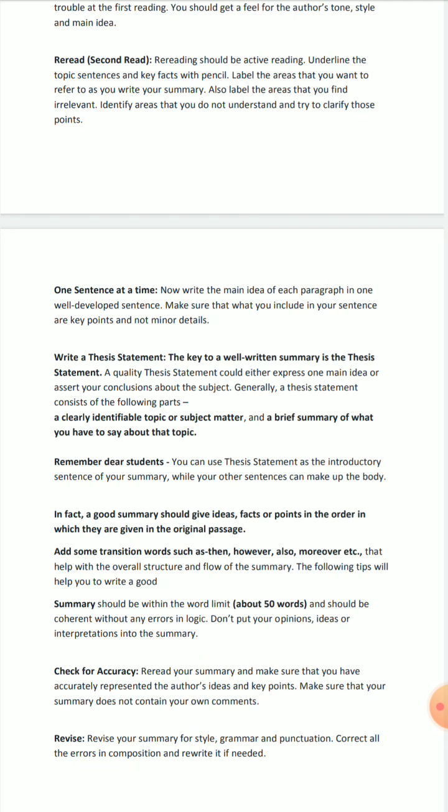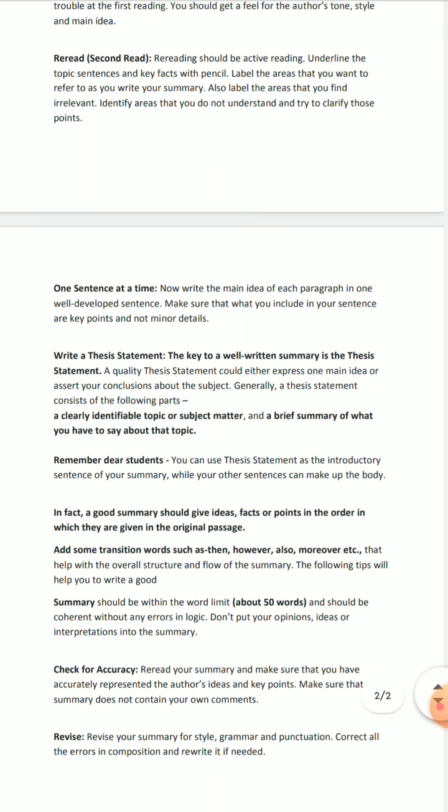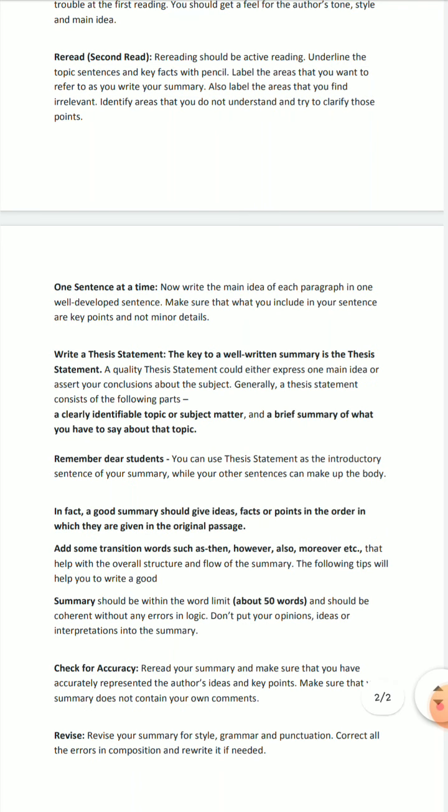See, I have written reread. That is the second read, which I have written in brackets. Rereading should be active reading. Now, the second time when you read, your reading will be active. You will critically analyze and evaluate the unseen passage in order to grasp the meaning and know the concept of the passage. So, dear students, rereading should be active reading.